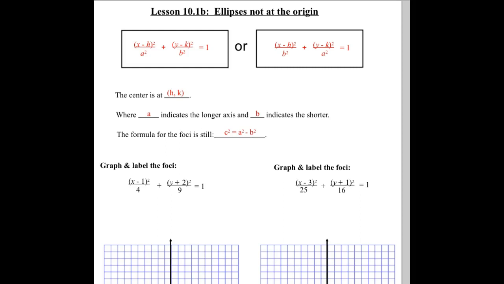Difference now is that instead of the center being 0, 0, we have shifted it to (h, k). So make sure you have this written down. Center here will be that point (h, k). A indicates the longer axis, B is the shorter one, same as we had before. And our formula for finding the foci is still c squared equals a squared minus b squared. So c is just the square root of that.